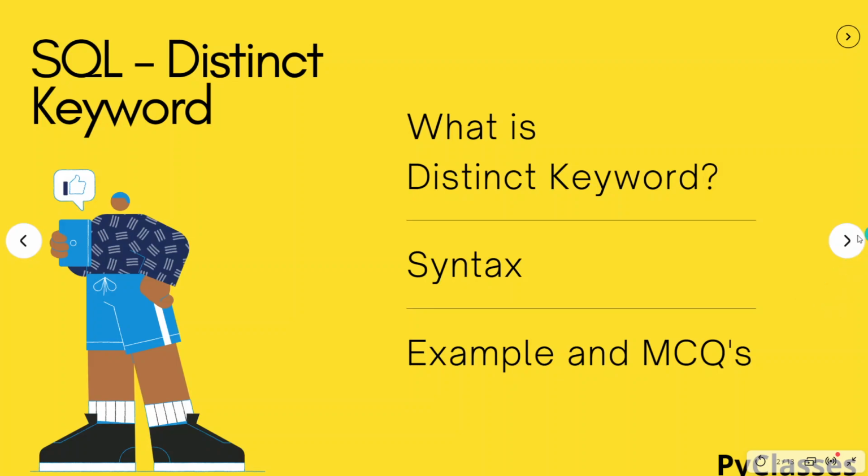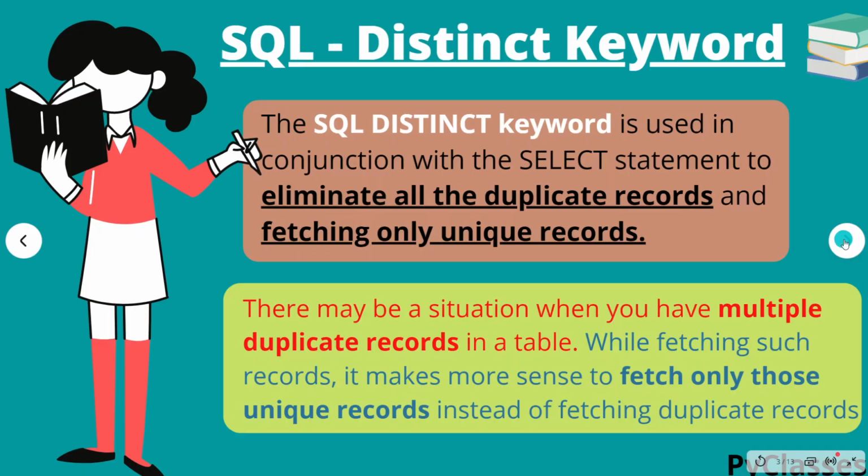So first we will talk about what the DISTINCT keyword is. The SQL DISTINCT keyword is used in conjunction with the SELECT statement to eliminate all the duplicate records and fetch only unique records. There may be situations when you have multiple duplicate records in a table. While fetching such records, it makes much more sense to fetch only the unique records instead of fetching duplicate records.